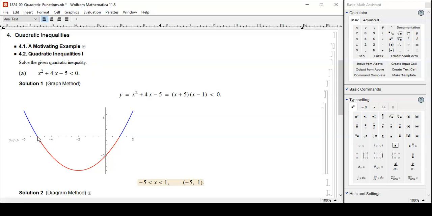How do you know this point and that point are -5 and +1 precisely? You can solve through the equation. You factored, so that's it. You got the intercept form. You got the x-intercepts, -5 and +1. But less than 0, greater than 0: less than 0, red portion; greater than 0, blue portion.